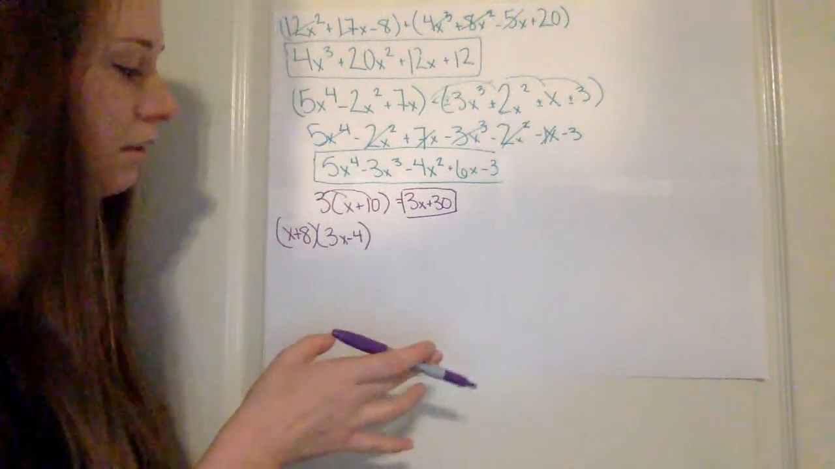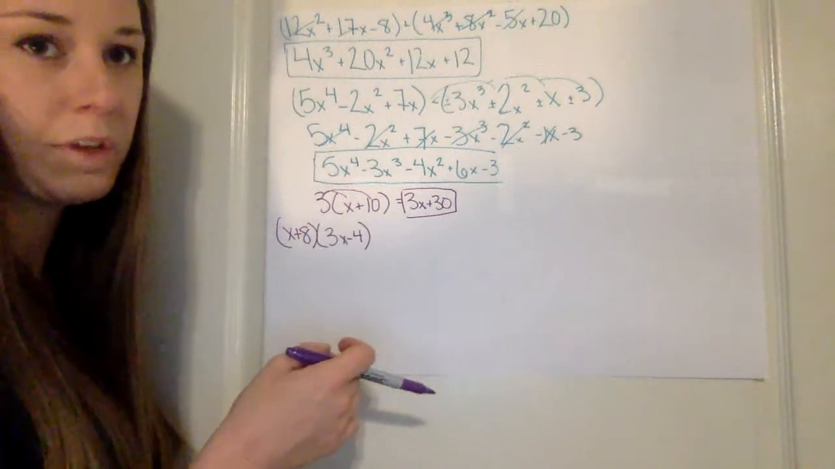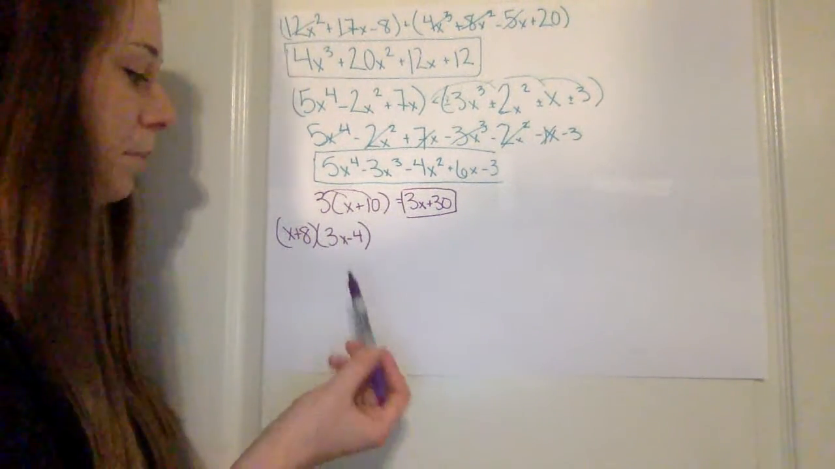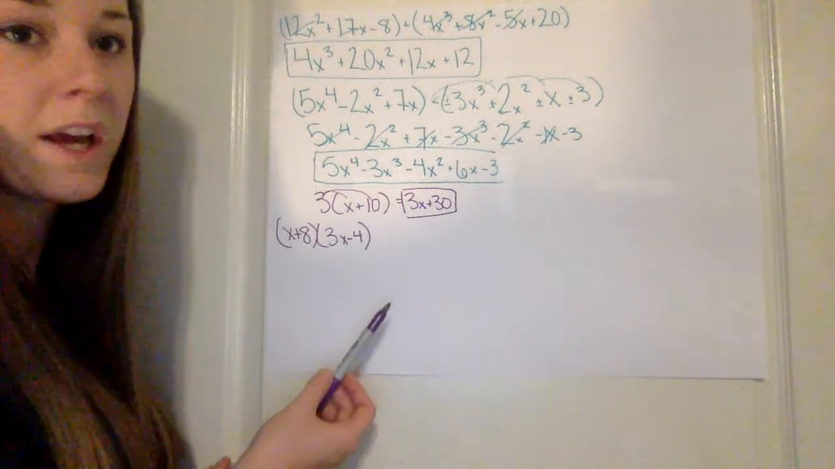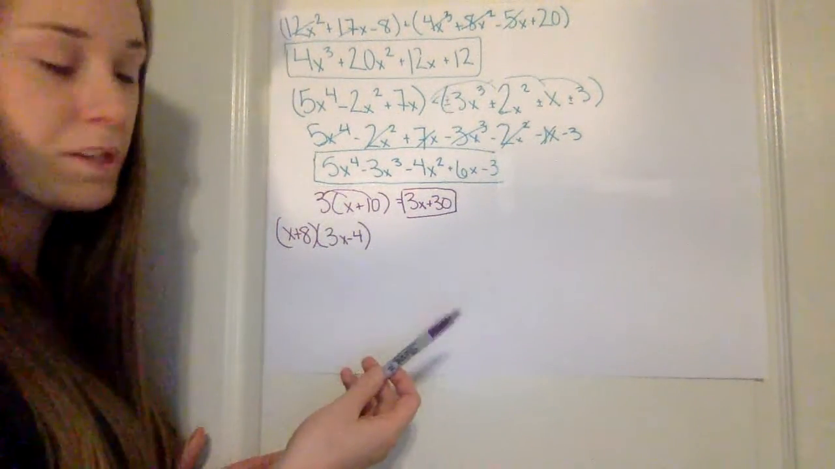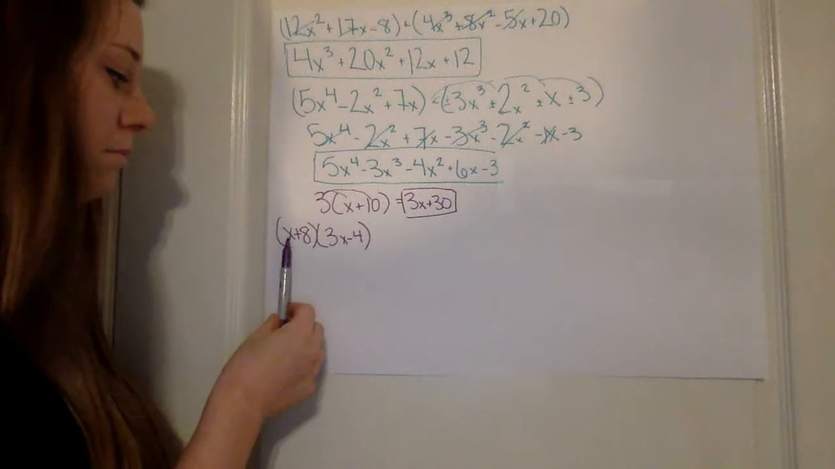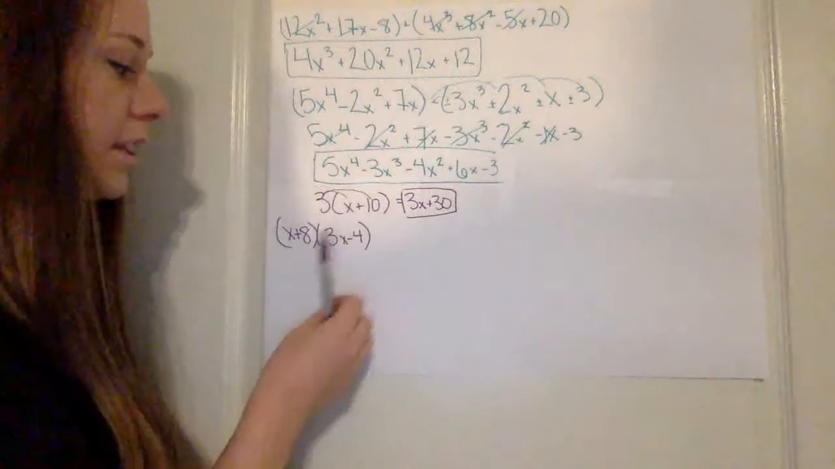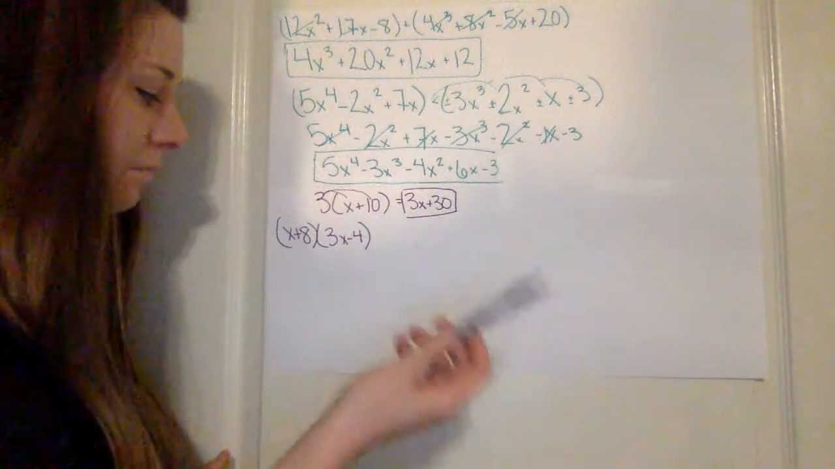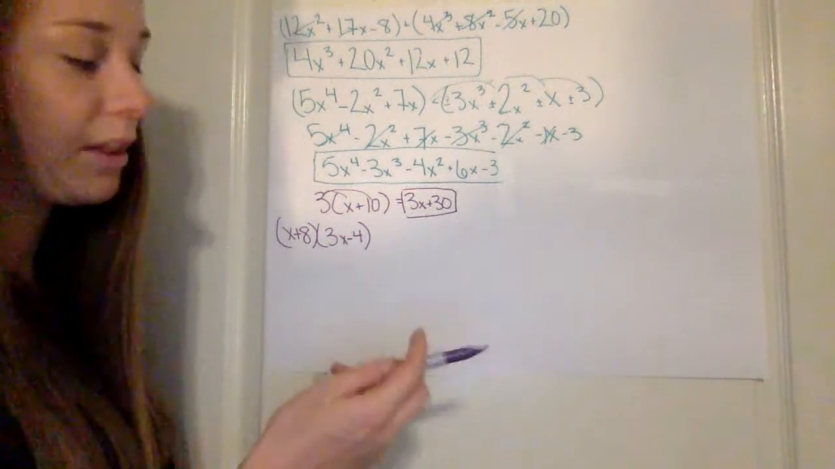I don't really care for remembering it that way. It confuses me because I like to remember that when you're multiplying polynomials, you just have to multiply every term, basically. So you're going to multiply the x by these two and the 8 by these two. So that's how I like to remember it.